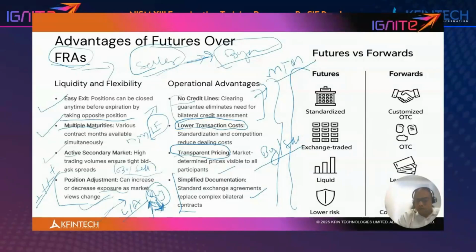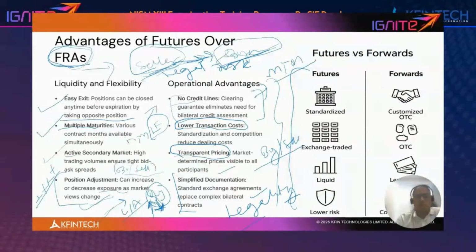So which removes the risk of legality, because if you enter into a FRA with a second party, you will be exposed to the legal risk, because this guy can actually go and sue you in the market, or you can go and sue him in the market and put a case against him, because this is a broker dealer market. But in the exchange traded products, everything is simplified, everything is standardized, and it is same for all. So once you enter into an interest rate futures, your legal risk, it's gone, right? So these are the advantages of futures over FRA.